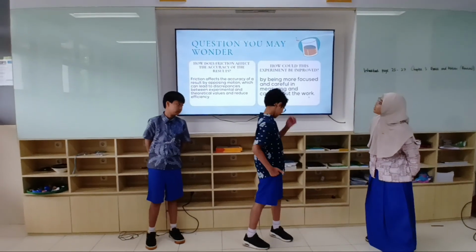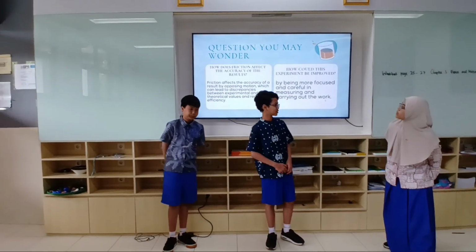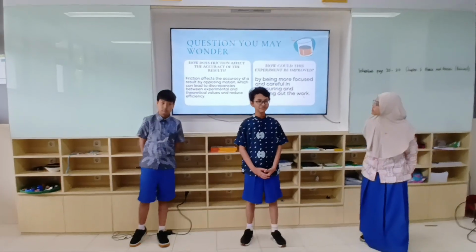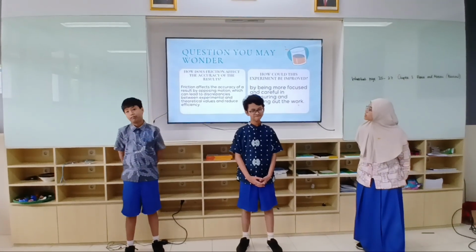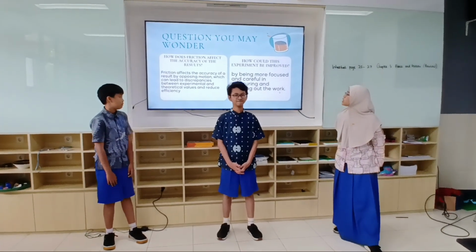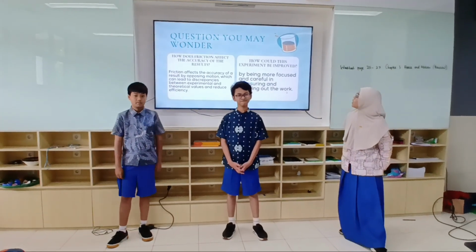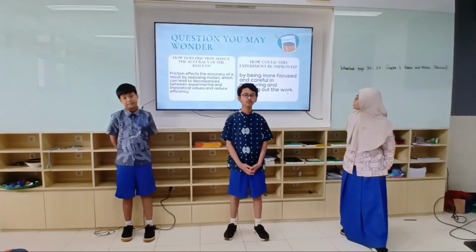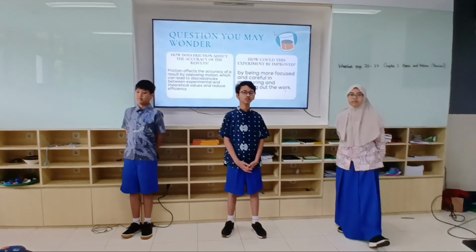Question: you may wonder, how does friction affect the accuracy of the result? Friction affects the accuracy of the result by opposing motion, which can lead to discrepancies between experimental and theoretical values. And review: how can this experiment be improved? By being focused and careful in measuring and carrying out the work.